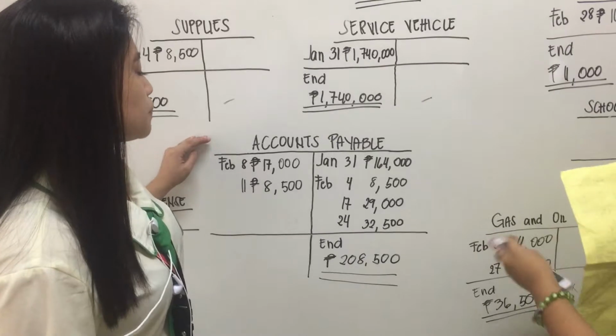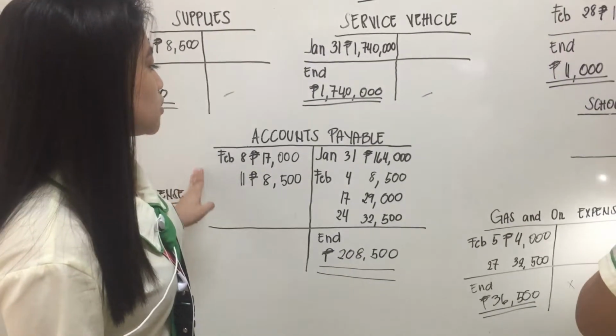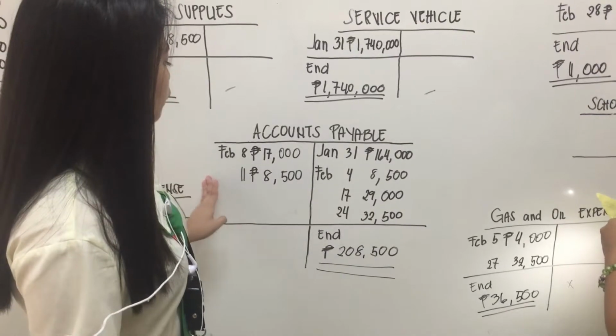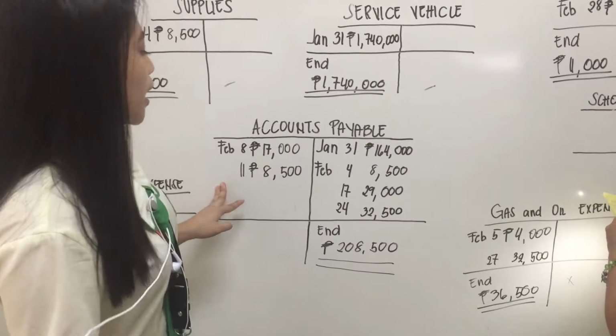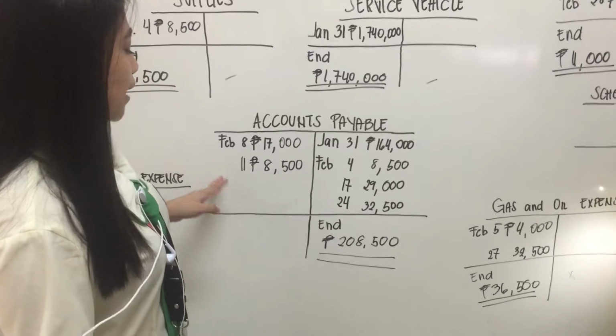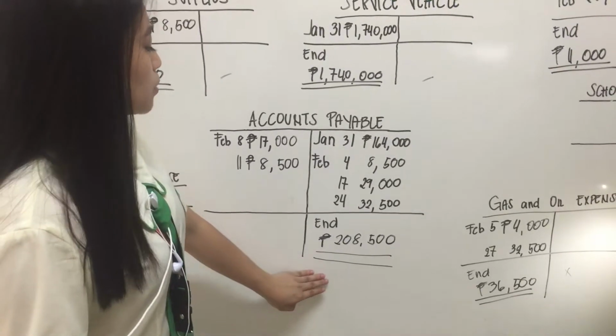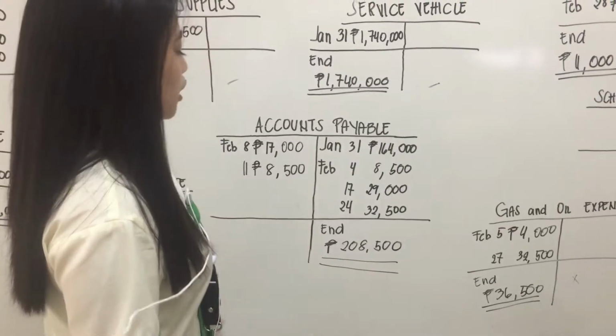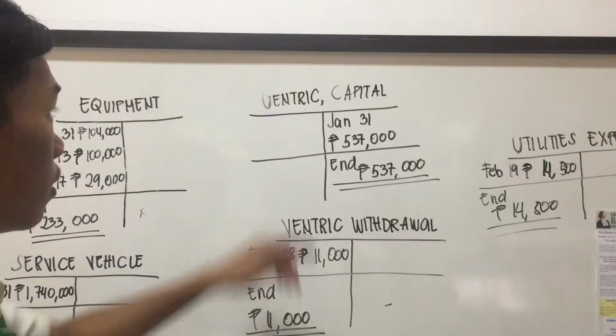So for accounts payable, the normal balance of accounts payable is credit. So we will add first the normal balance and subtract it with the opposite balance to get our total balance of 208,500 pesos. And don't forget the double rule.